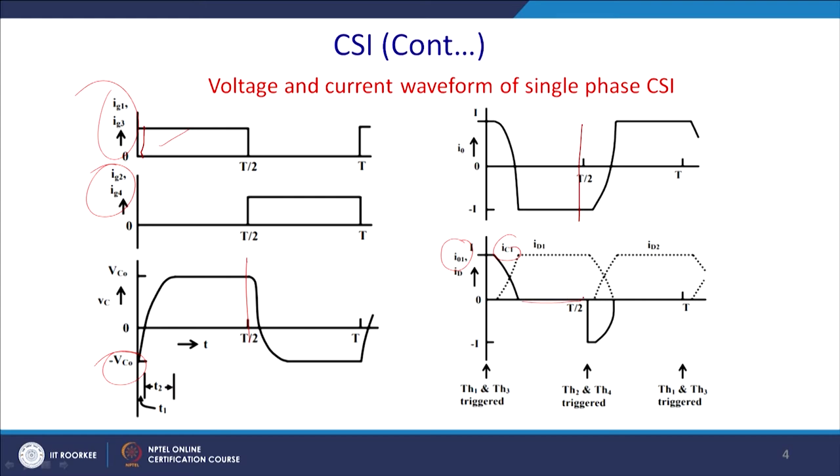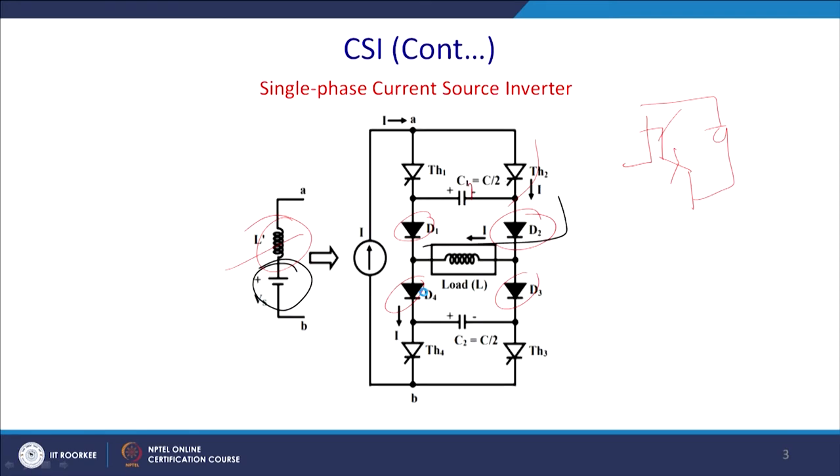Again, when T2 and T4 have been triggered, it will bounce back and go like this. And this is ID1; the current has to be unidirectional here, because the diode cannot allow current to be bidirectional. So, current will flow like this. Thereafter, the diode D2 will conduct. For a small duration, both the diodes D1 and D2 conduct. Let us see this figure. These both will conduct while charging the capacitor.